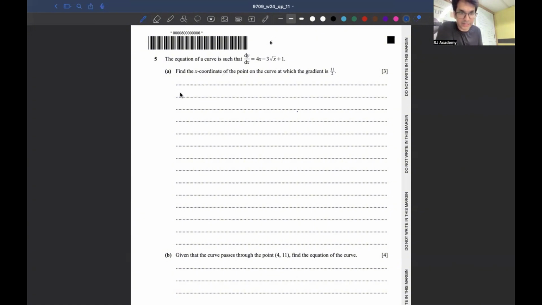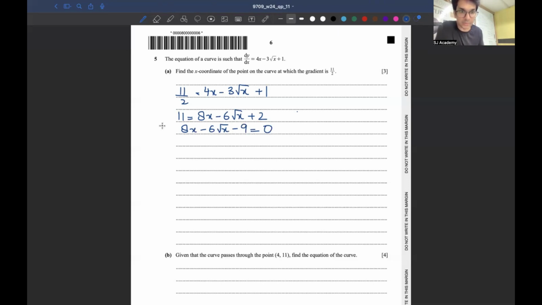So we can write it as 11/2 equals 4x minus 3 root x plus 1. Now cross multiplying, we'll get 11 equals 8x minus 6 root x plus 2. Bringing the 11 on this side, we'll get 8x minus 6 root x plus 2 minus 11, that's minus 9, equals 0. Now, this is a form of a quadratic equation.